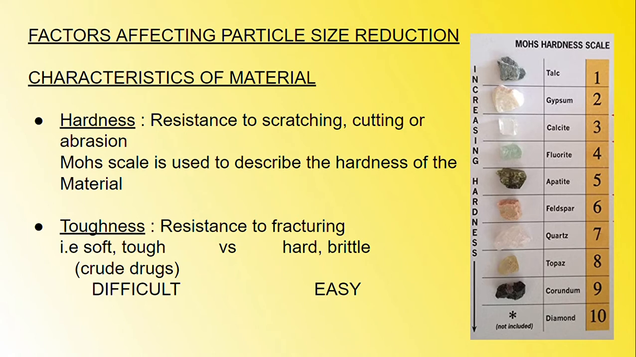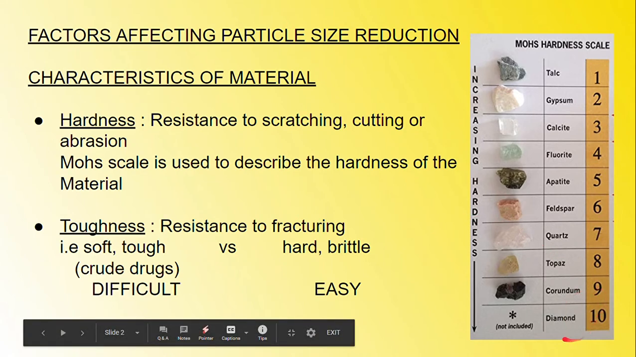The first term that is used is called hardness. Hardness basically refers to the resistance to scratching, cutting or abrasion. Generally, the Mohs scale is used to describe the hardness of a material. The Mohs scale is denoted in terms of numbers 1 to 10. The 10 is for the hardest material in the world, which is known as diamond. So as we go from number 1 to 10, the hardness increases, and as the hardness increases, it makes the size reduction process somewhat more difficult.